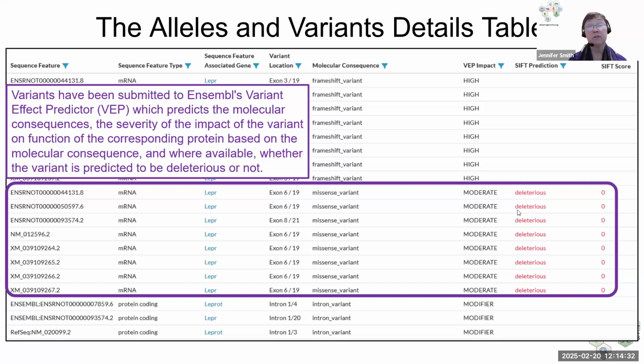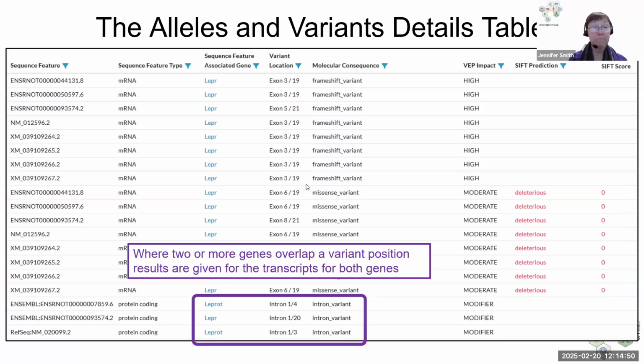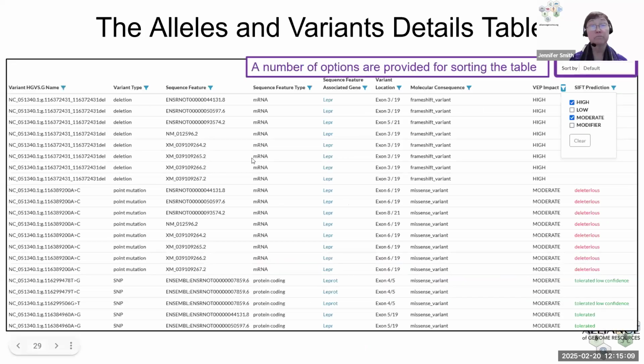And then where it's available, it will give the SIFT predictions of whether the variant is predicted to be deleterious or not. So in this case, this missense variant is predicted to be deleterious, and where it's available, there'll be a SIFT score. Where 2 or more genes overlap a variant position, like this one, the results are given for transcripts from both genes. So we have transcripts from both LEPR-OT and LEPR for this particular variant.